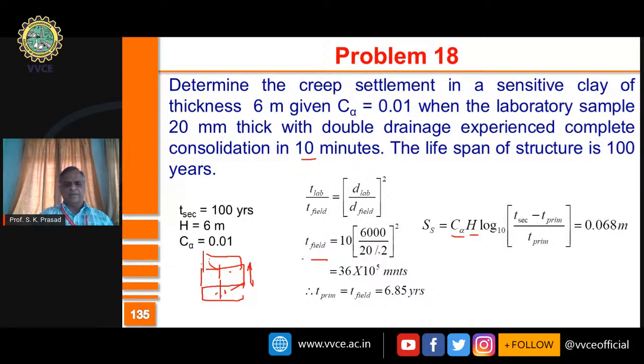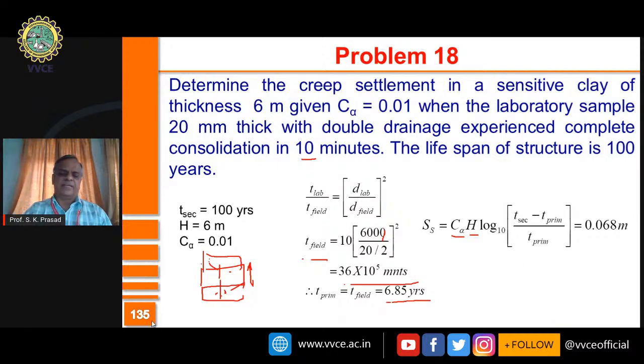It is given here. 6 meters is 600 mm. Okay, 600 mm. And then 20 by 2. So it is 10 into (600 by 20 by 2) whole square, amounting to these many minutes. And time taken for primary consolidation will be these many years.